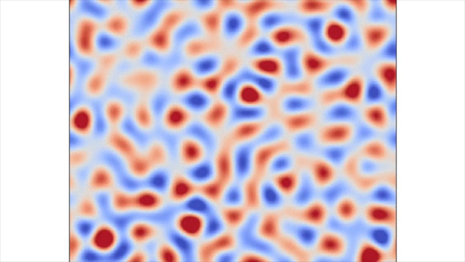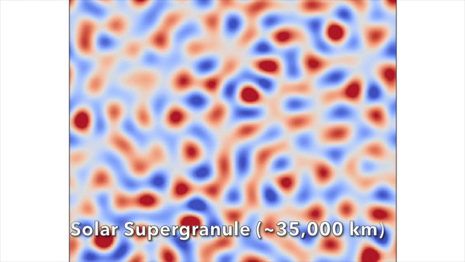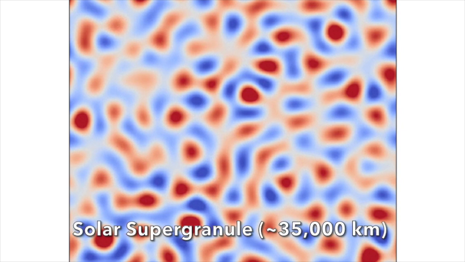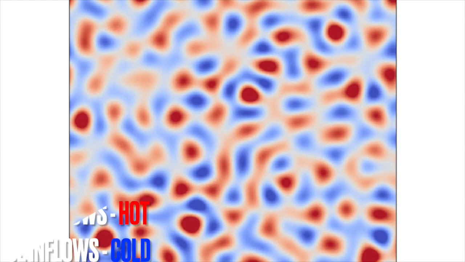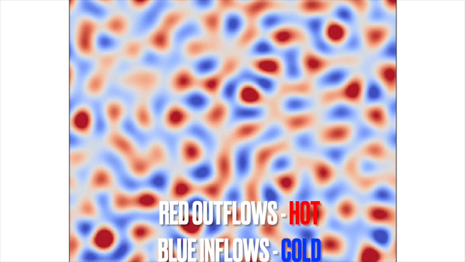And this is what we see here, a field of supergranular flows. Supergranules are roughly 35,000 kilometers in size. That's almost 3 times wider than the Earth. And similar to granules, they are a result of hot material rising to the surface to cool. But this time, the material is coming from much deeper inside the sun. The red features are outflows of hot material, and the blue ones are inflows, where cold material gathers before descending back down into the interior.